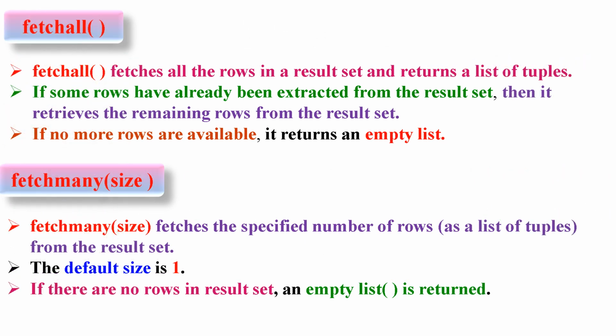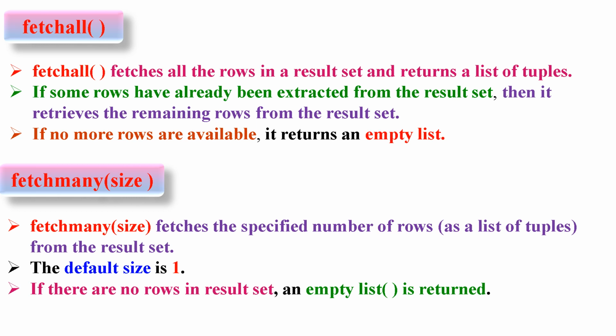Next method is the fetchall function. Fetchall function fetches all the rows in a result set and returns a list of tuples. If some rows have already been extracted from the result set, then it retrieves the remaining rows from the result set. If no more rows are available, it returns an empty list.